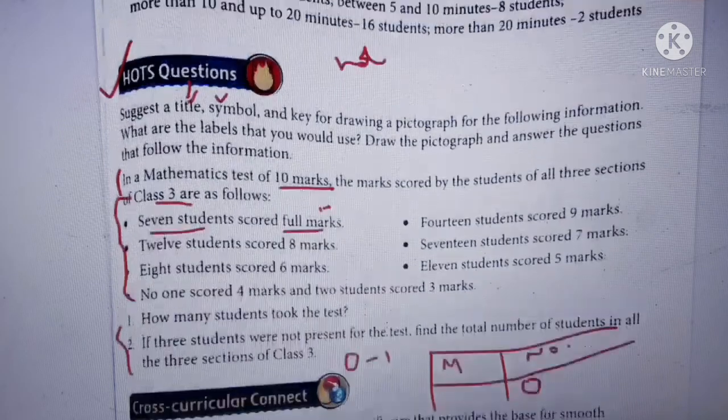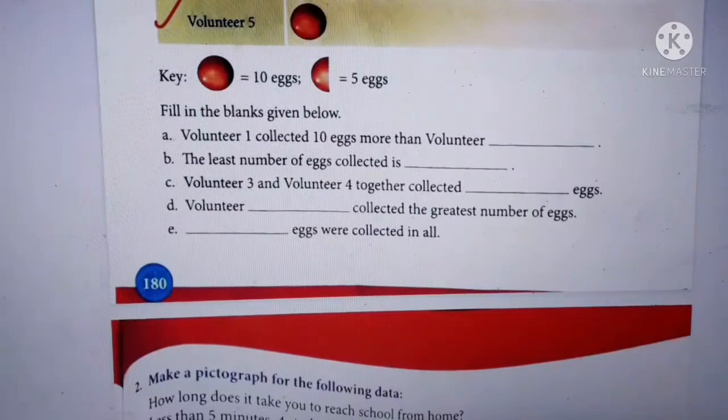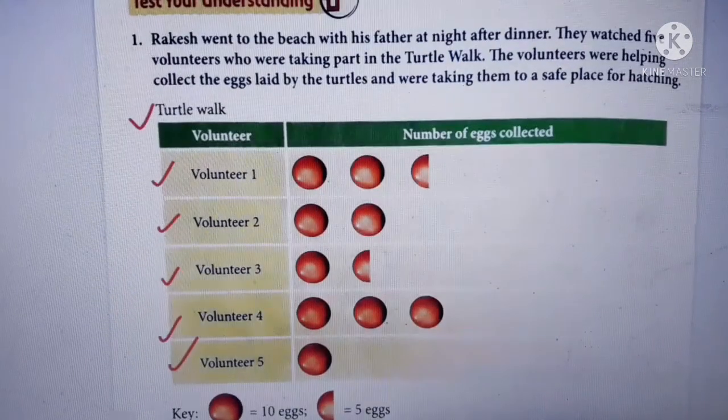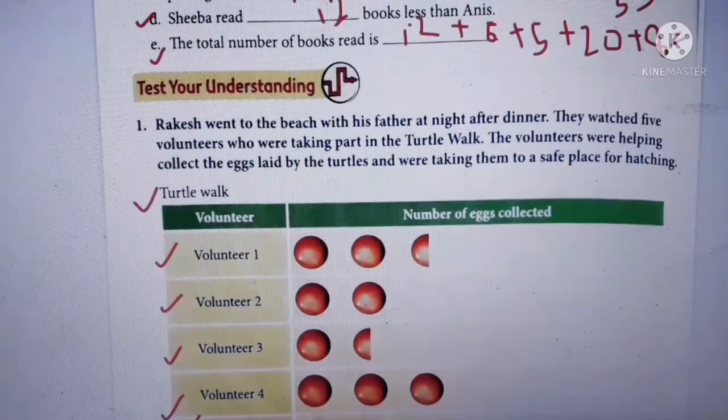Hope it is clear to everyone, children. So this is what data handling is, children. We have done in this chapter reading of pictographs and how to make a pictograph. Hope it is clear to everyone. If anybody has any doubt, we can clear it in class.